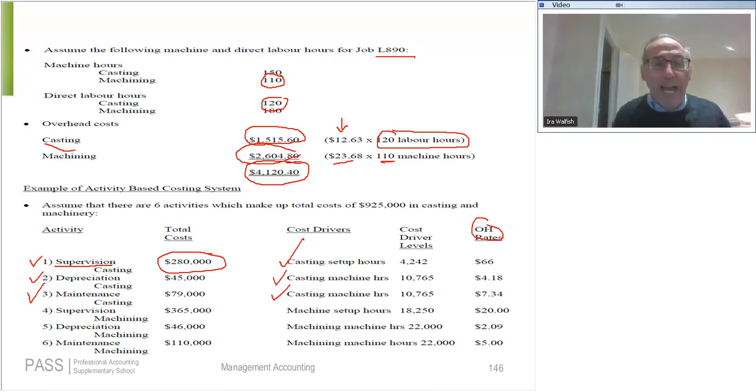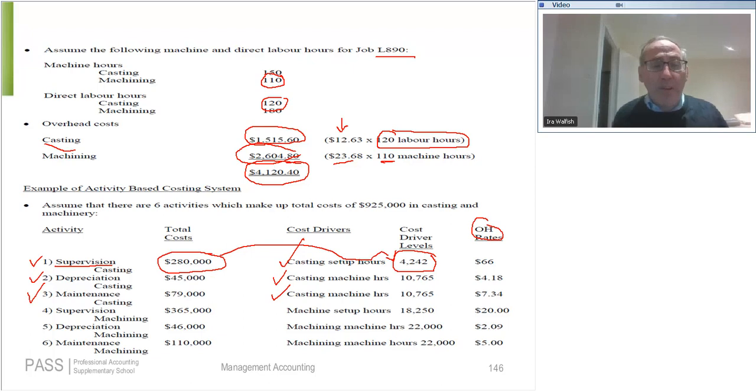So, for example, for the casting department, we're expecting the total casting setup hours for the whole department to be 4,242. We're expecting the total cost for the period for that department to be $280,000 for supervision. So I take $280,000 divided by 4,242 hours to get my $66.